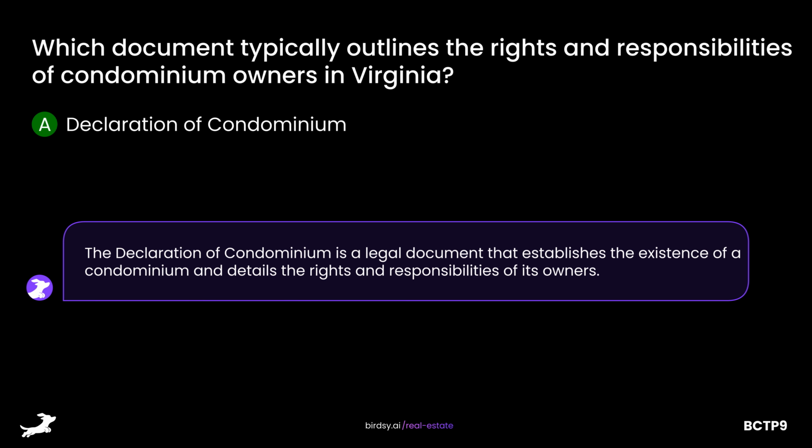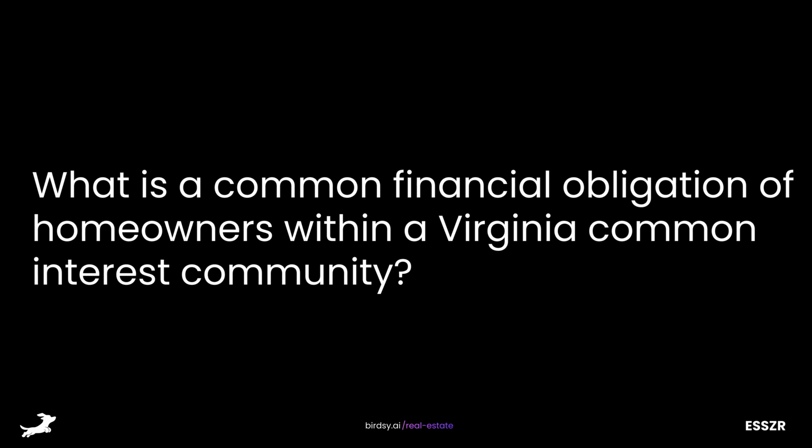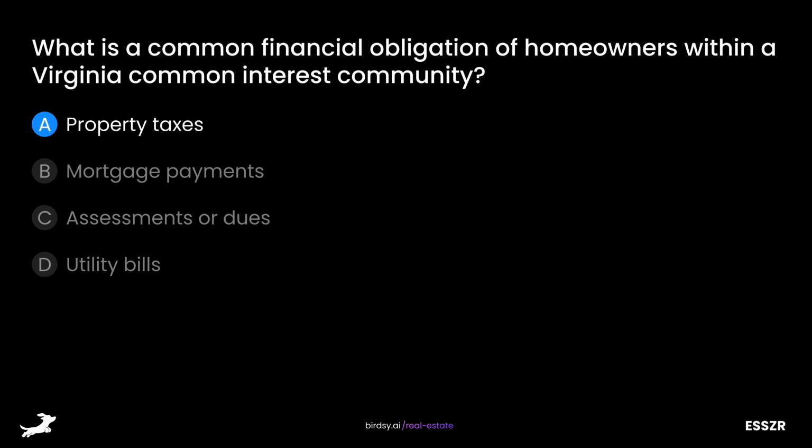The Declaration of Condominium is a legal document that establishes the existence of a condominium and details the rights and responsibilities of its owners. What is a common financial obligation of homeowners within a Virginia common interest community? Is it A, property taxes, B, mortgage payments, C, assessments or dues, or D, utility bills? The answer is C, assessments or dues.